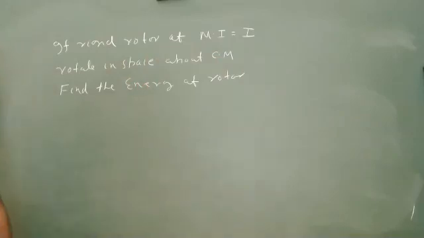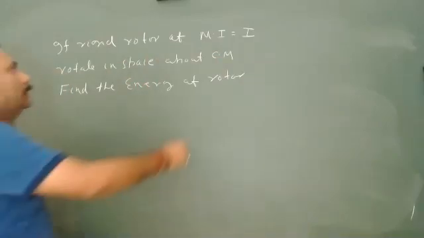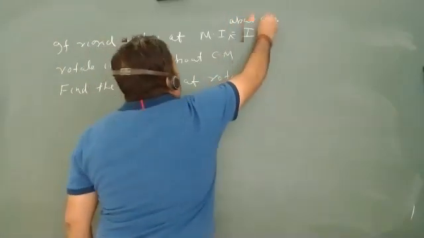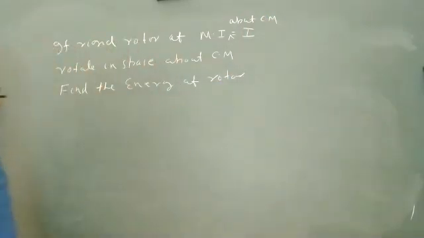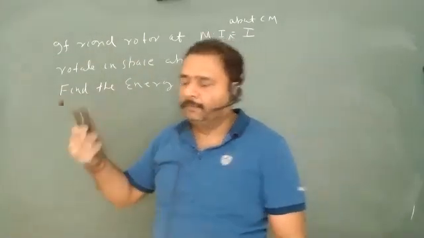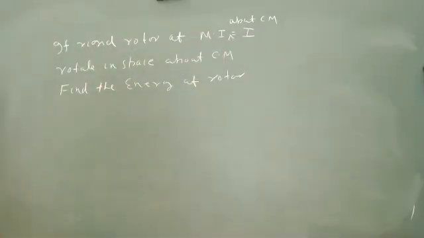There is no potential energy, nothing else, only the rotor, which has a moment of inertia about the center of mass. One liner: what will be the answer? Suppose this is your rigid rotor and it is rotating in space about the center of mass.